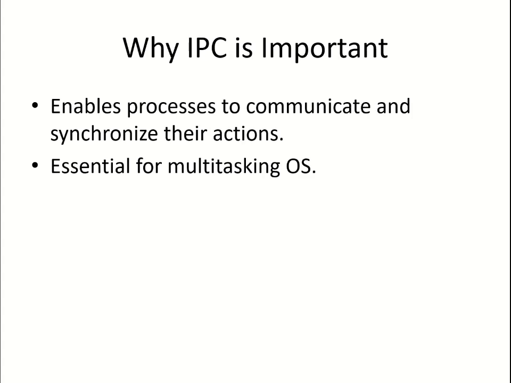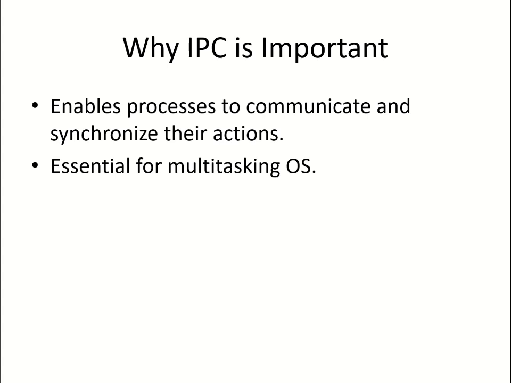Why is inter-process communication important? Because it enables processes to communicate and synchronize their actions, essential for a multitasking operating system. Inter-process communication is important in operating system because it allows programs to work together, share data, and coordinate actions. Without inter-process communication, programs would run in isolation and would not be able to communicate. And so IPC is important in operating system.